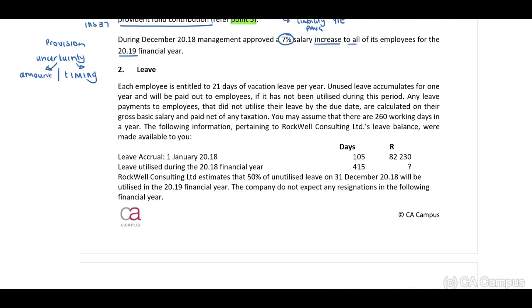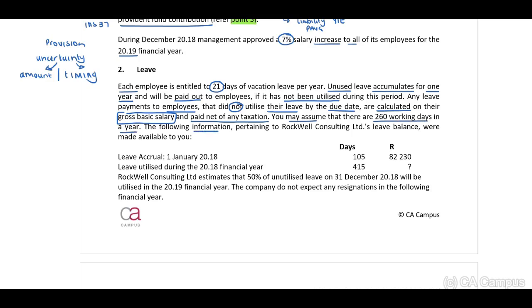To leave. Each employee is entitled to 21 days of vacation leave per year. Unused leave accumulates for 1 year and will be paid out to employees if it has not been utilized during this period. Any leave payments to employees that did not utilize their leave by the due date are calculated on their gross basic salary and paid net of any taxation. You may assume that there are 260 working days in a year.